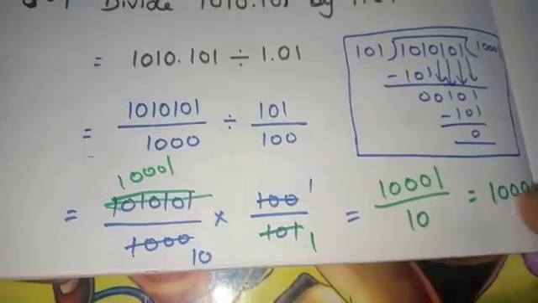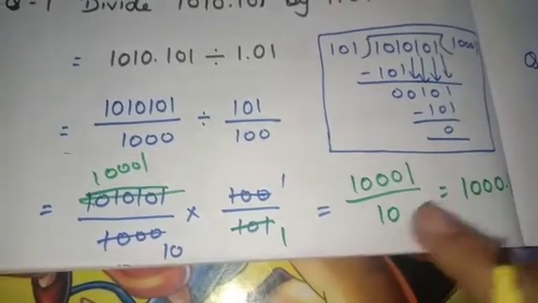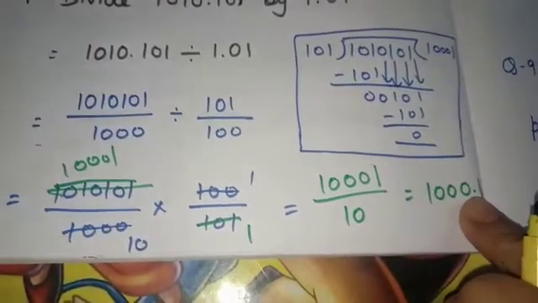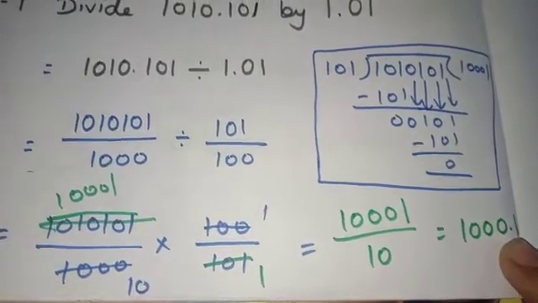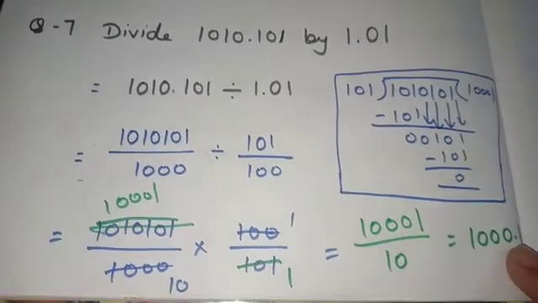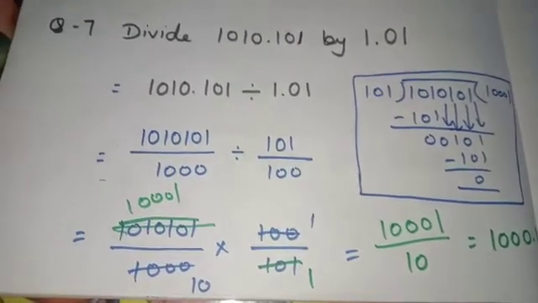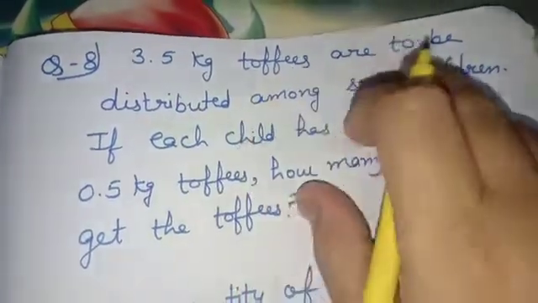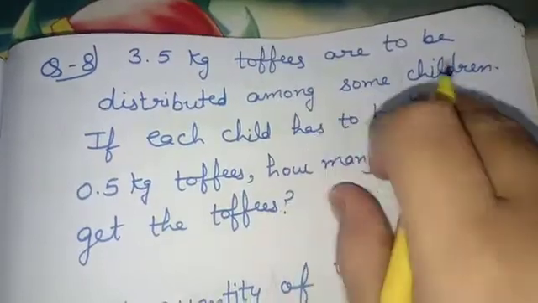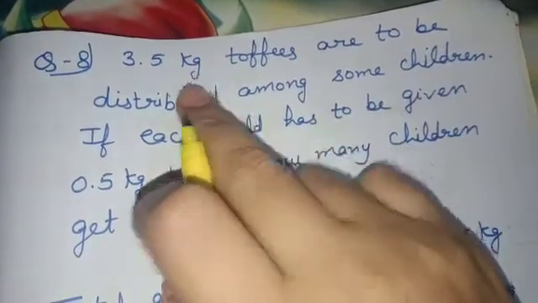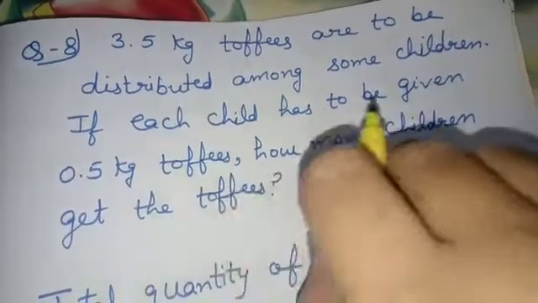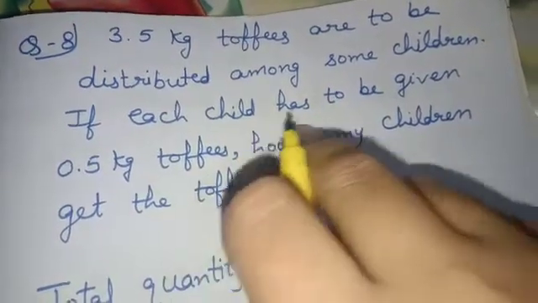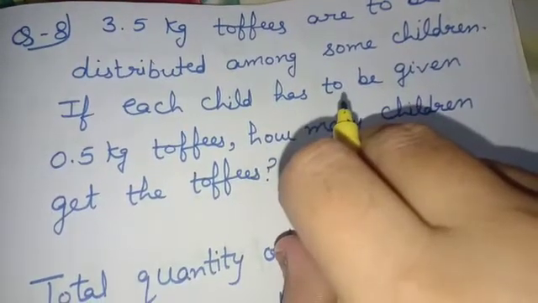As the question is in decimal form, mark the point by leaving 1 digit from the back. As there is only 1 zero in the denominator, the answer will be 1000.1. Okay, it completes our question number 7. Come to question number 8. 3.5 kilogram toffees are to be distributed among some children. Total quantity of toffees is given. If each child has to be given 0.5 kilogram toffees, how many children get the toffees? How many means the number of children we need to find out.